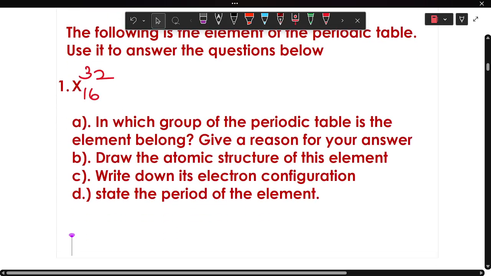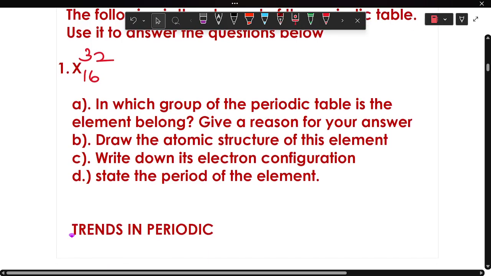Okay, so next time we will start looking at trends in the periodic table, which is very important. So we'll talk about the atomic radius. Yes, we'll talk about so many things like that. Okay.